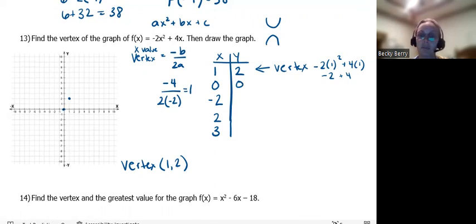How about -2? -2 times -2 squared plus 4 times -2. -2 squared is a +4. So a +4 times a -2 will give me -8. And this one over here is going to give me 4 times a -2. That's also a -8. So I get -16 when I plug in -2. So it's going to be off the graph down here. So now I know it's going to be a narrow curve because I dropped way down.